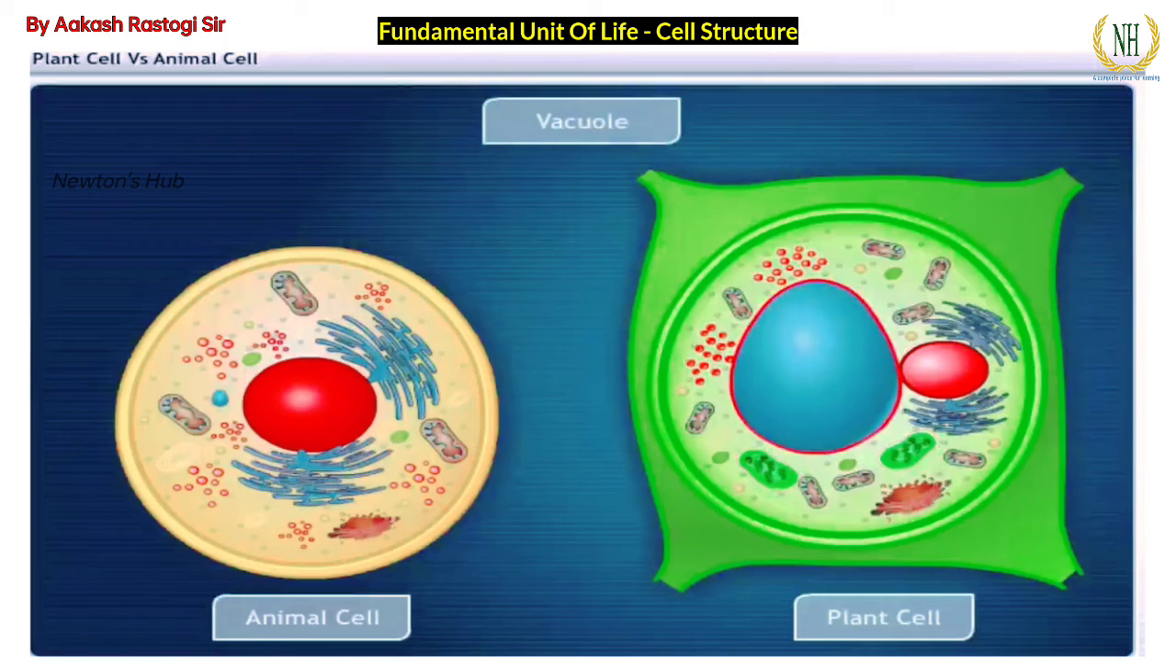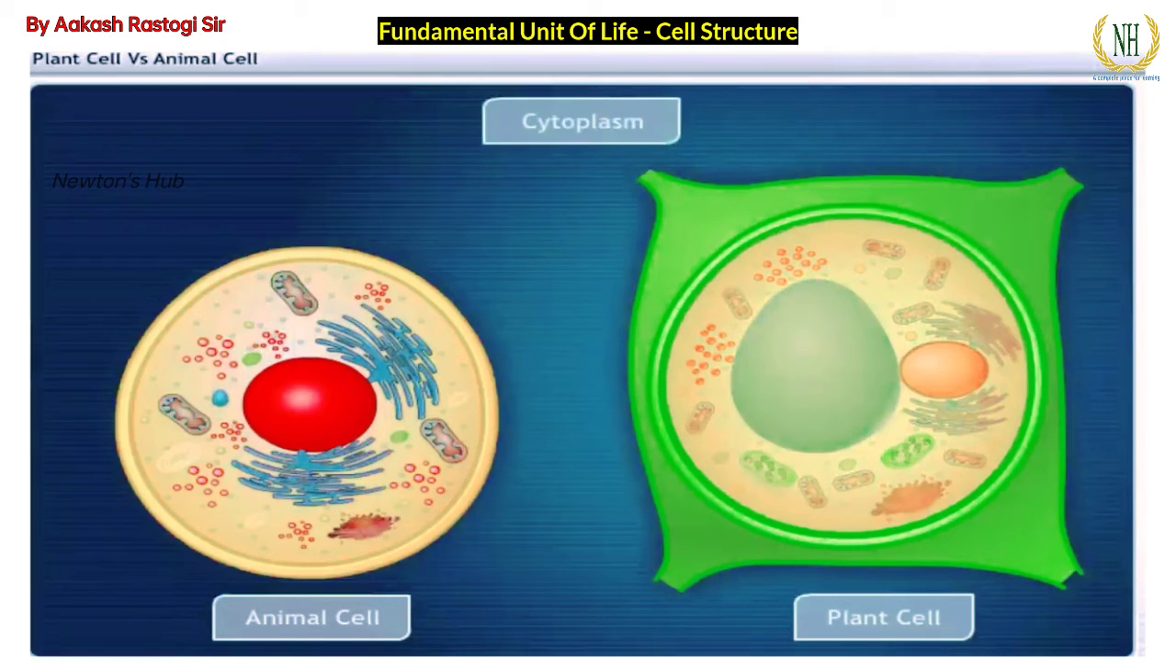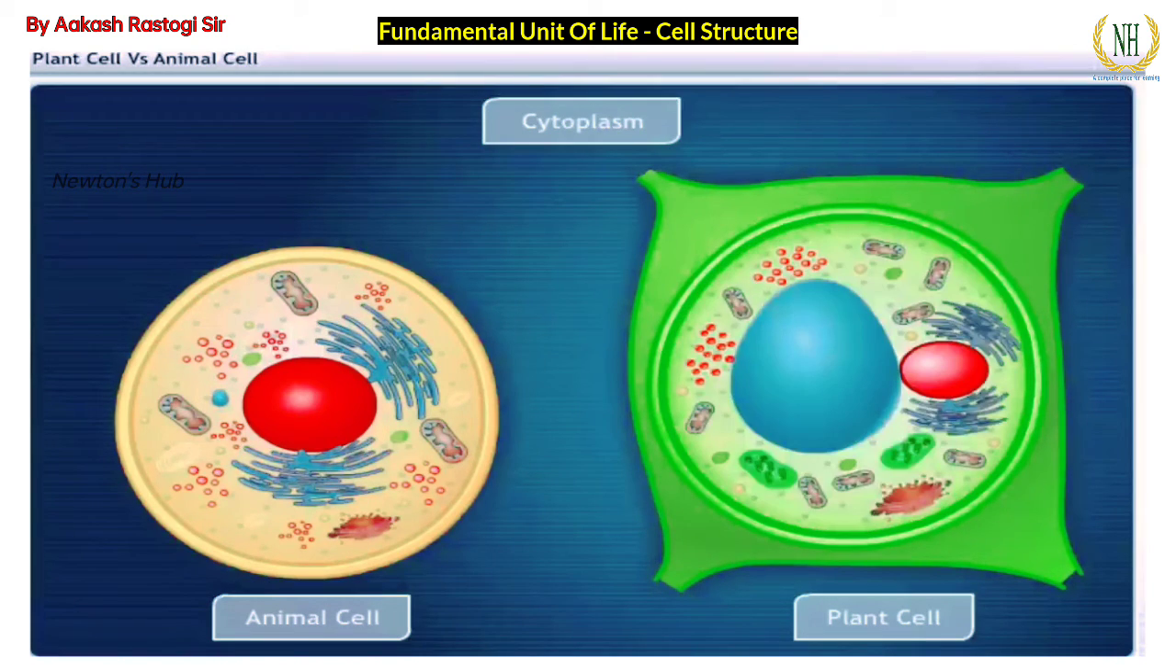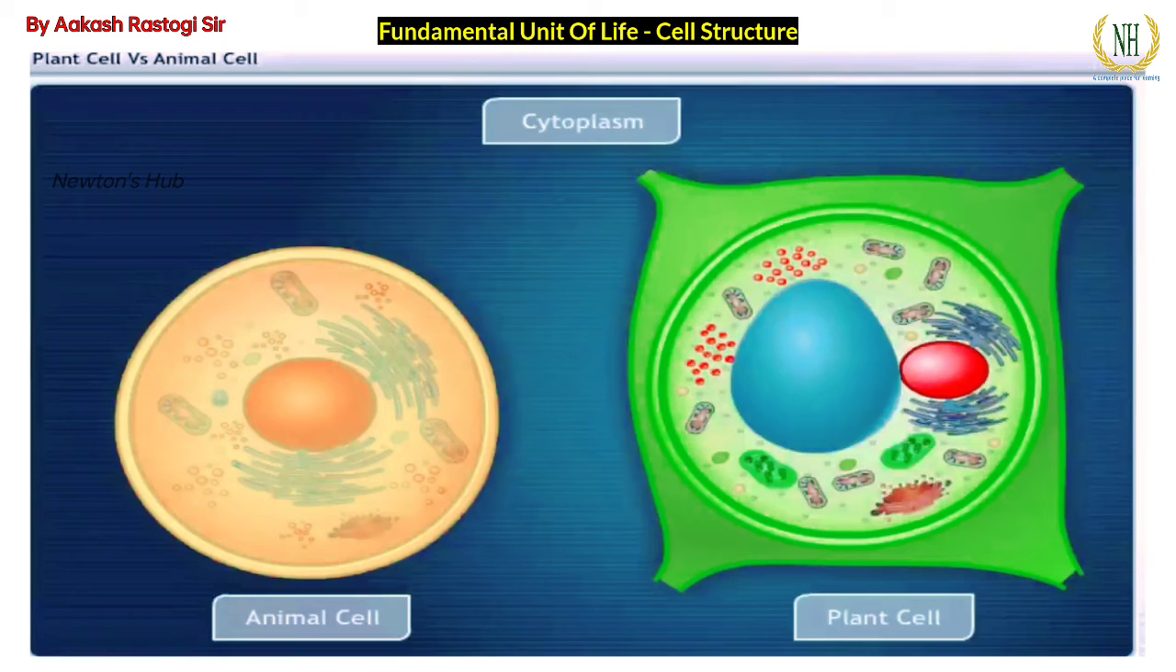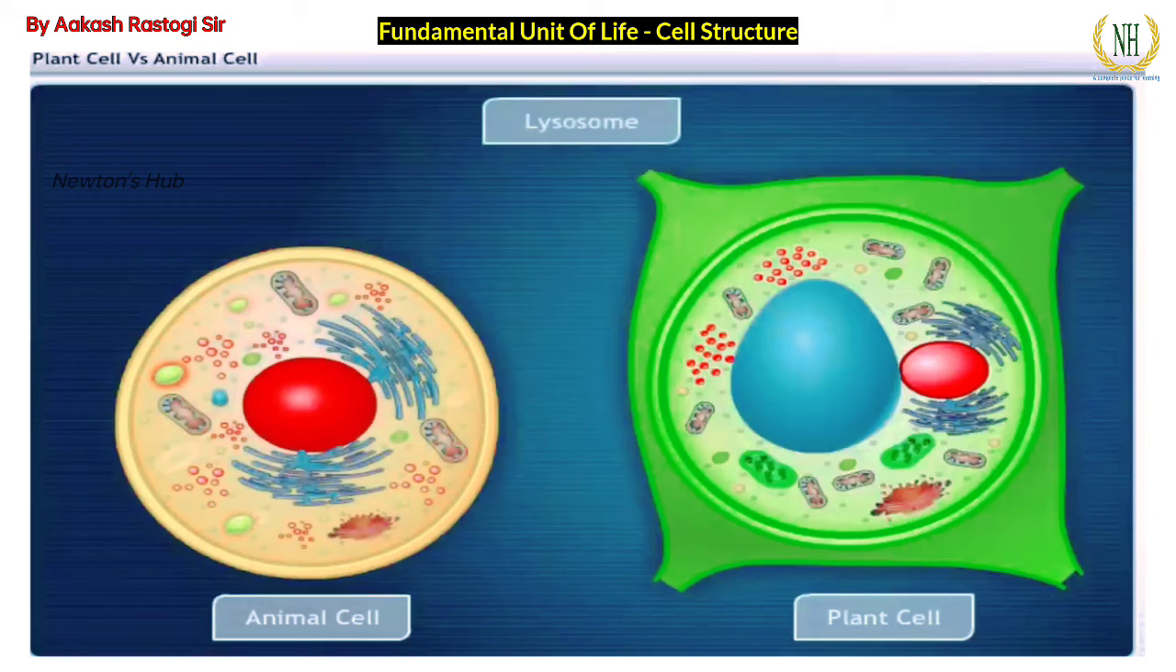Plant cells usually have a large vacuole, while animal cells have small vacuoles if present. The cytoplasm of plant cells is pushed to the periphery by the large vacuole. In animal cells, the cytoplasm is dense and fills the entire cell. Plant cells have fewer or no lysosome compared to animal cells.